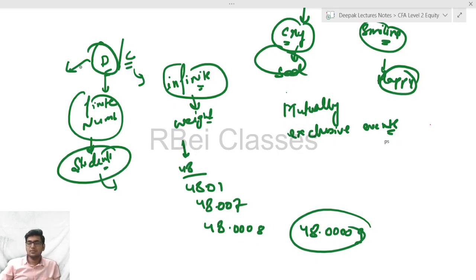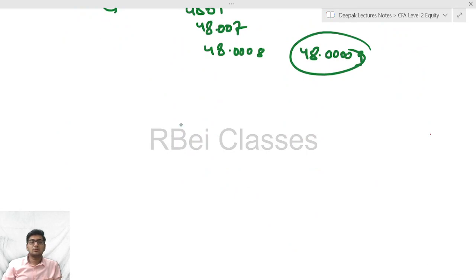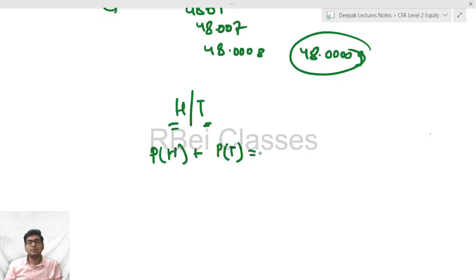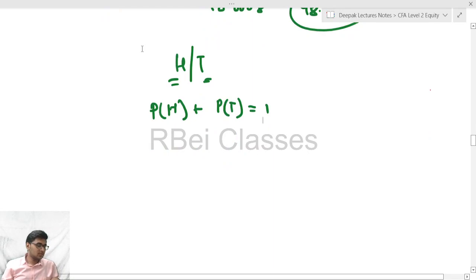Clear? Next, suppose you have a coin and you are tossing it. Two possible options, head or tail. Now I ask you, what is the probability of head plus the probability of tail? This will come down to 1. Clear? So this is known as the total probability rule.